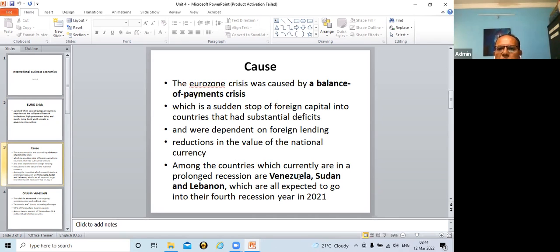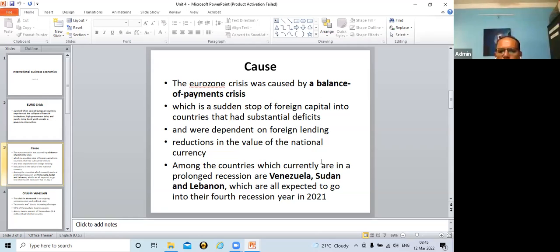Second is a sudden stop of foreign capital into countries that had substantial deficits. So these particular European countries faced difficulties because there was a shortage of foreign capital, and they depended on foreign lending. Because of this shortage of money, there was a reduction in the value of national currency, and ultimately their currency depreciated, meaning the value of their currency went down.